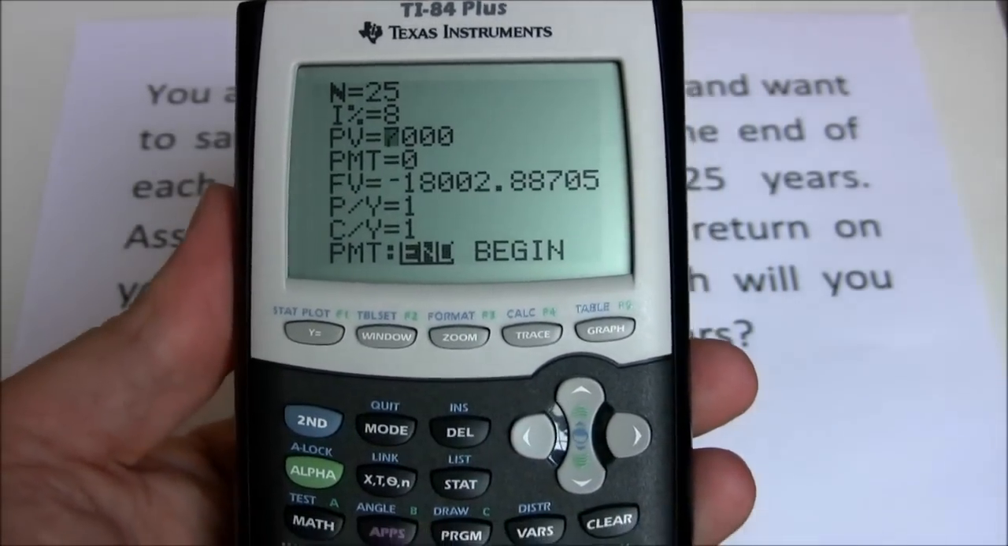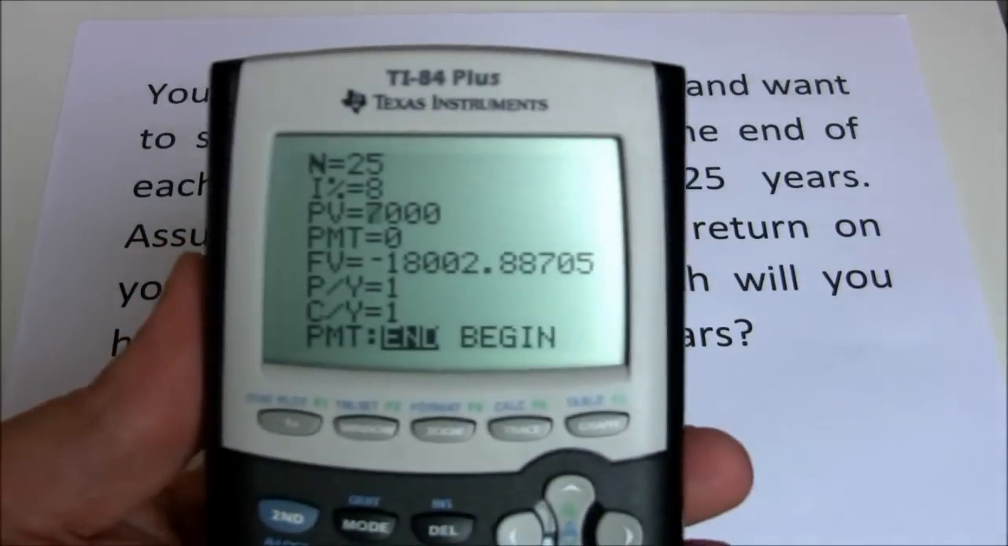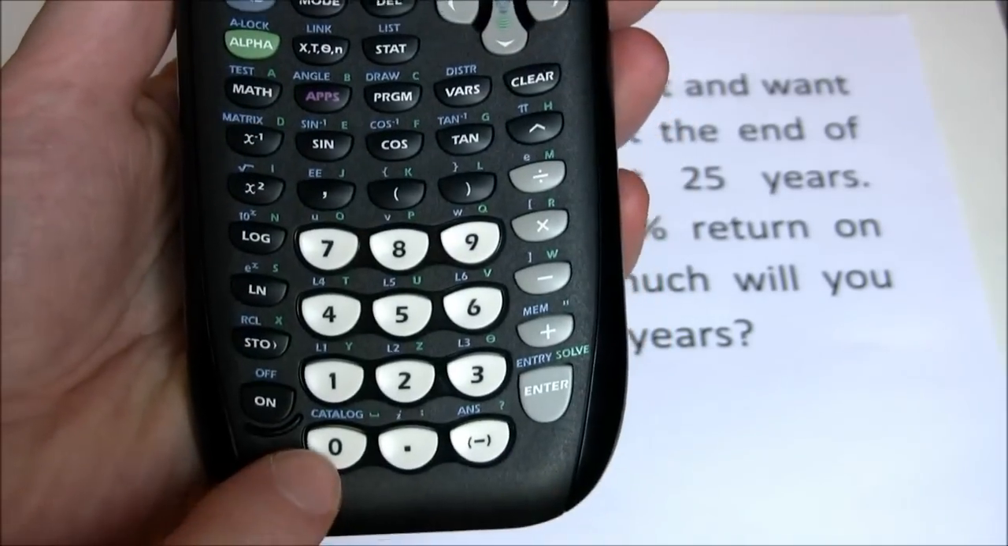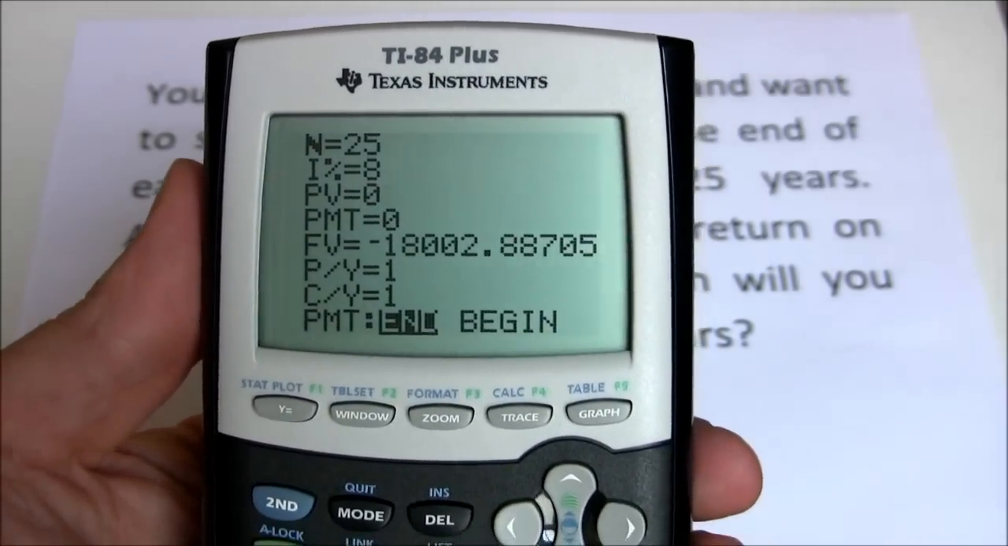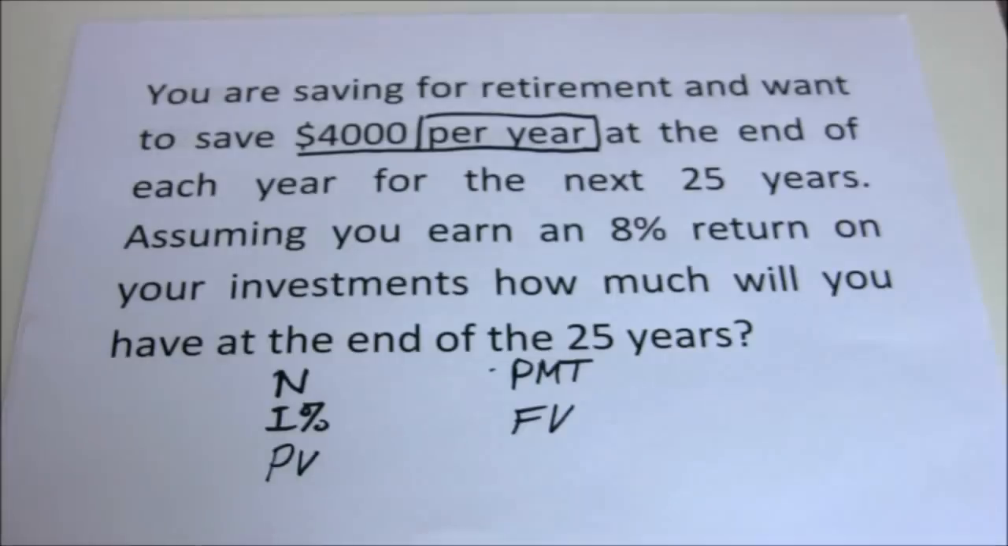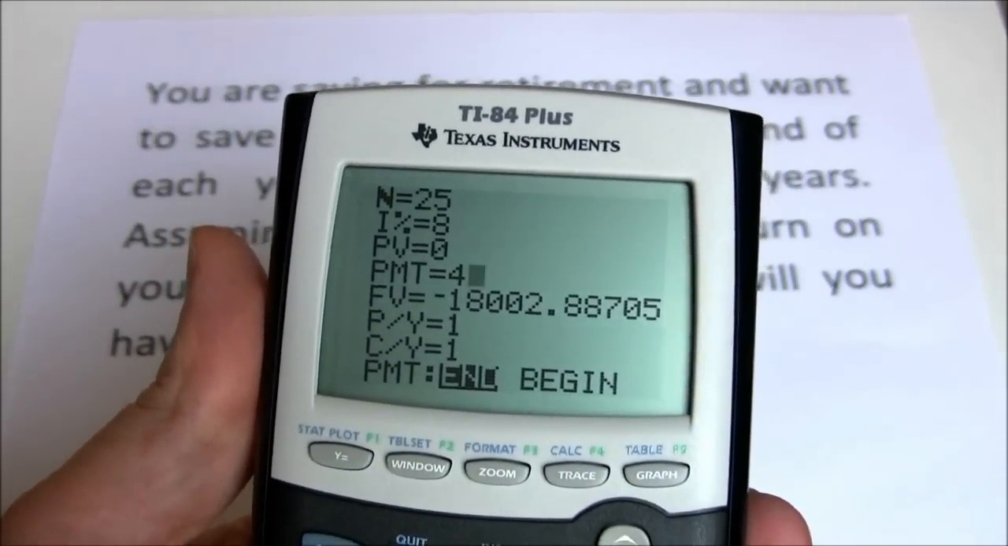Down arrow. Now in this case, we don't have a present value. There's no amount we're starting with. So we've got to zero out the PV. So here we just press our 0. That sets up a 0 value for the present value. But now we have a PMT, $4,000 per year. That's how much we're saving. So we make that 4,000.